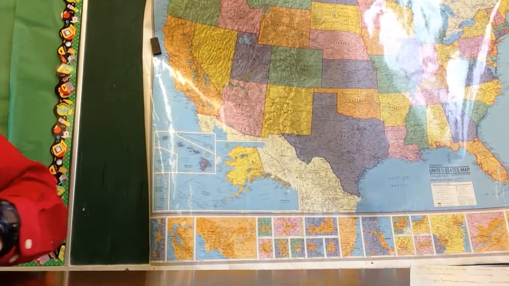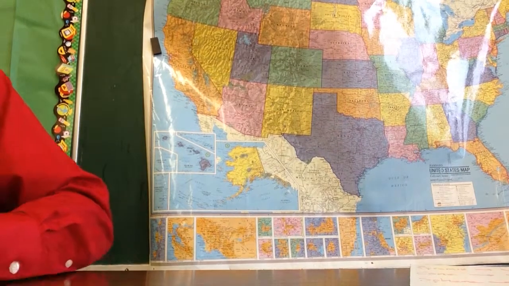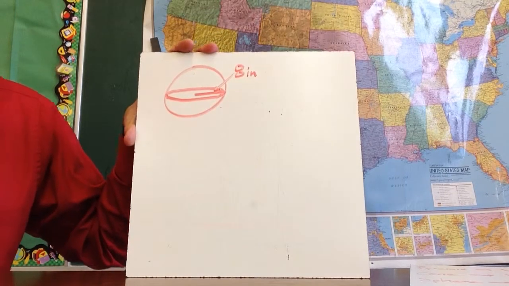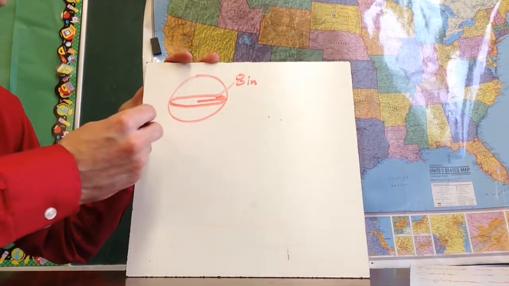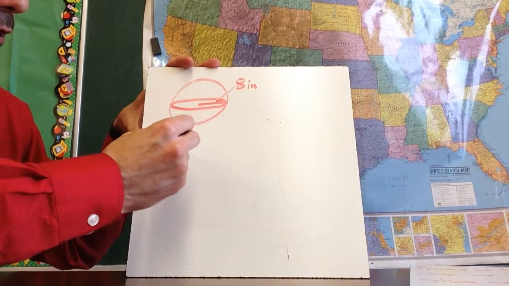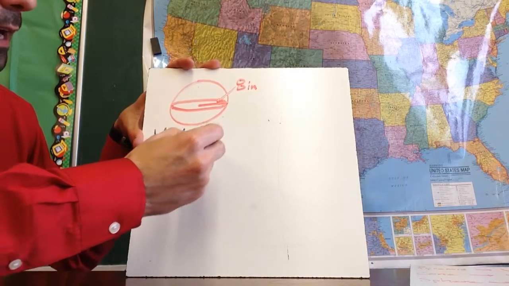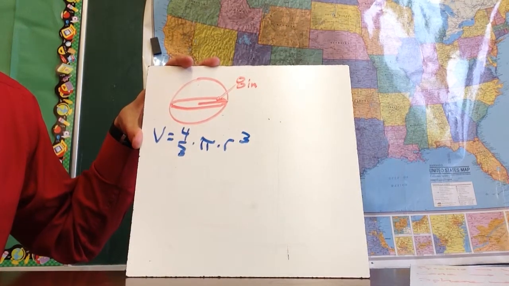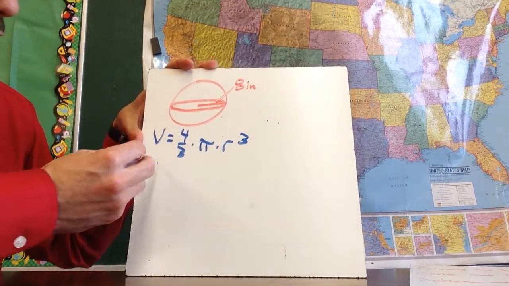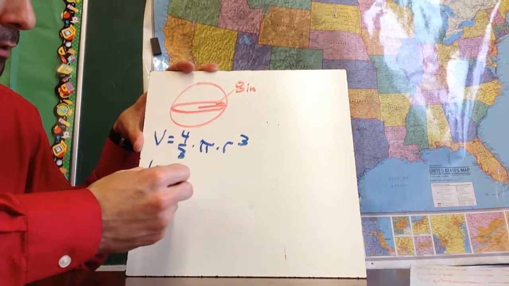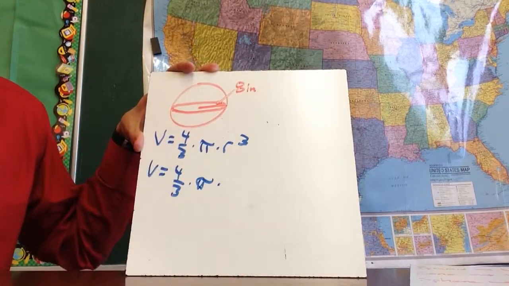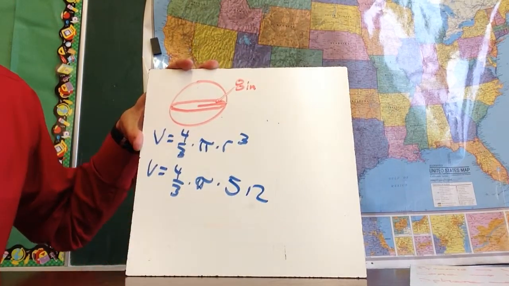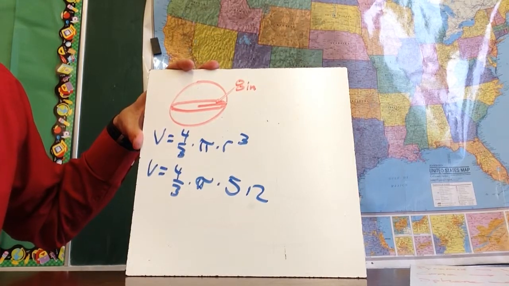All right, and then finally, taking a look at the sphere, we're now going to use the formula for the volume of a sphere, which is volume equals 4/3 times pi times r to the third. So make sure that we are doing r to the third power. And so this is going to be volume equals 4/3 times pi, and then 8 times 8 times 8, which is 512.